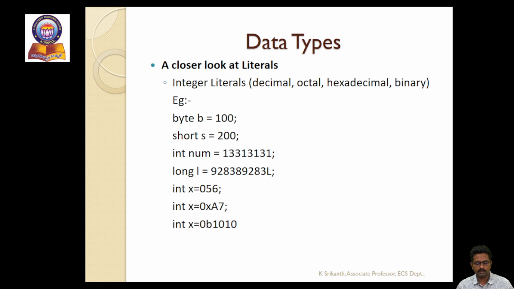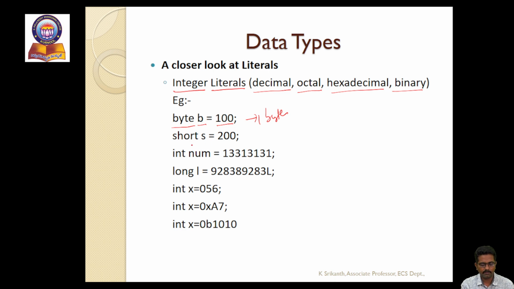Now let us look at literals of integers. How do the integer literals look, and what are the different literals we have? So we have decimal integers, octal, hexadecimal integers, and binary integers, right? How to identify them? If you see here, byte B: byte is a primitive data type, B is a variable, and 100 is a value. So the value 100 is stored in B, which is of type byte, and we know the size of byte is 1 byte, so it needs 1 byte of space.